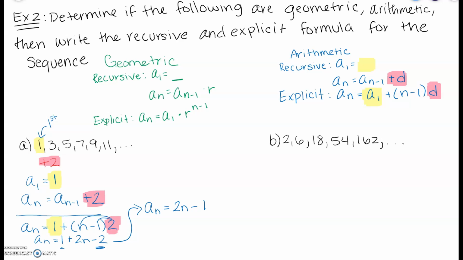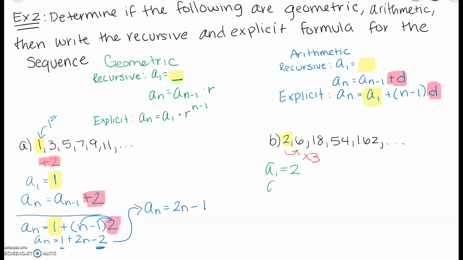So it's not adding 4 this time, so this one is multiplying by 3 each time. So this one is geometric. So we're going to write the recursive formula first. So we're going to write our first term, which is right here, and so that is 2.